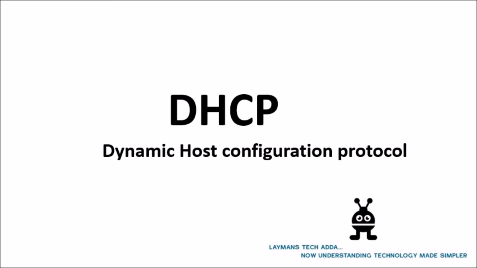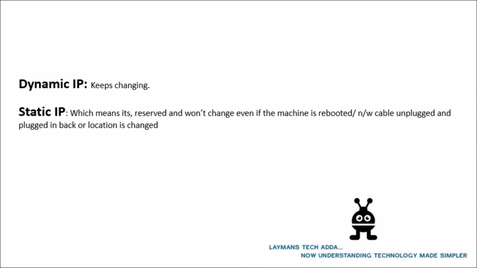To be more clear, we have two kinds of IP addresses. One is dynamic, which means it keeps changing, and the other is static, which means if it's reserved, it won't change even if the machine is rebooted or the network cable is unplugged, etc. So, regardless of where you move the machine, if the IP is reserved, it won't change.